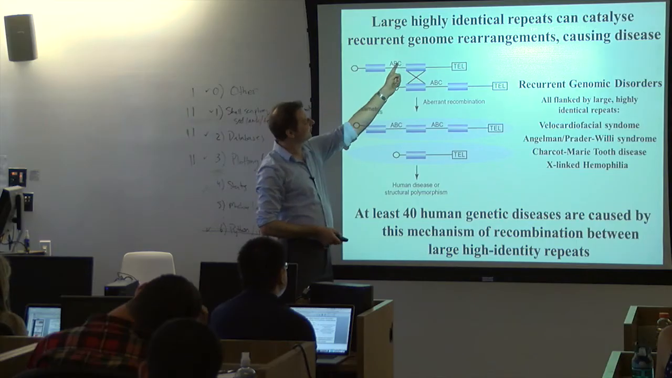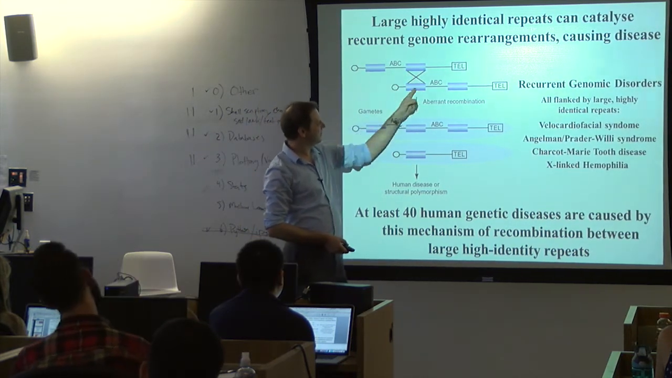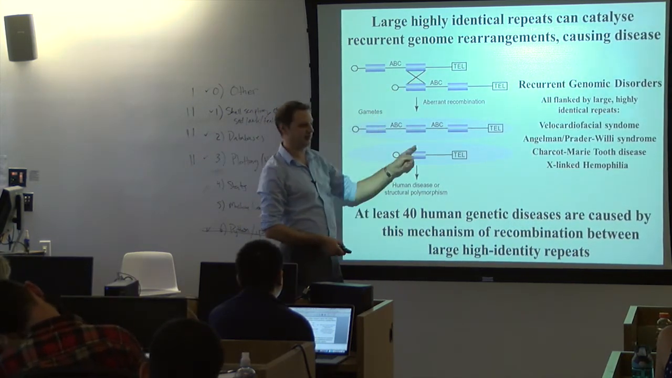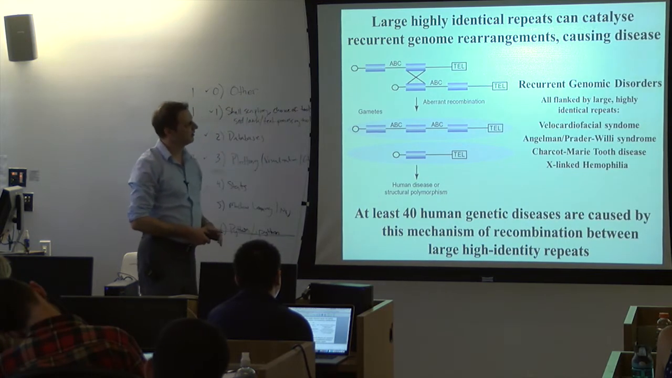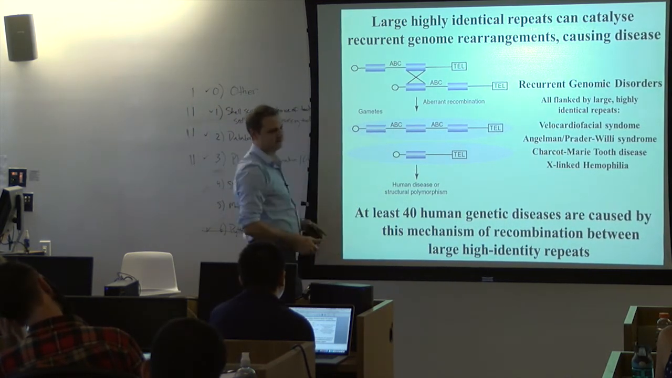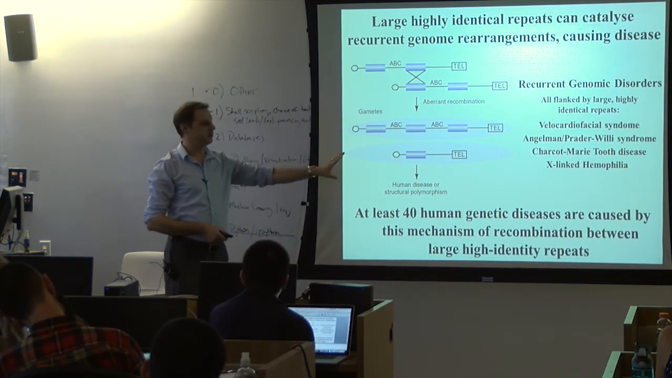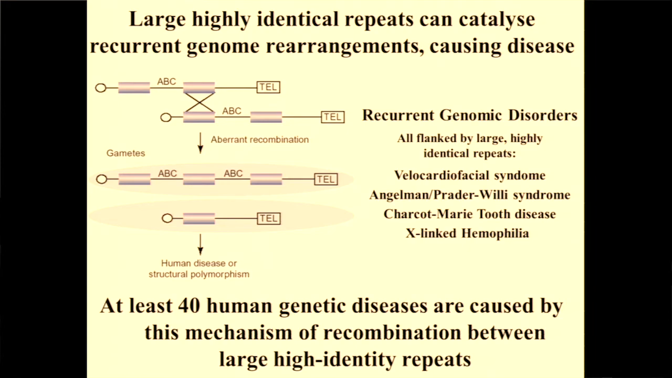If you follow these lines through, what you'll end up with is a gamete that now has a double dose of ABC and another gamete that's completely lost genes ABC. Or in some cases, you can just get inversion, so it would now be CBA flipped around. And this actually happens a lot in our genome as a result of this.